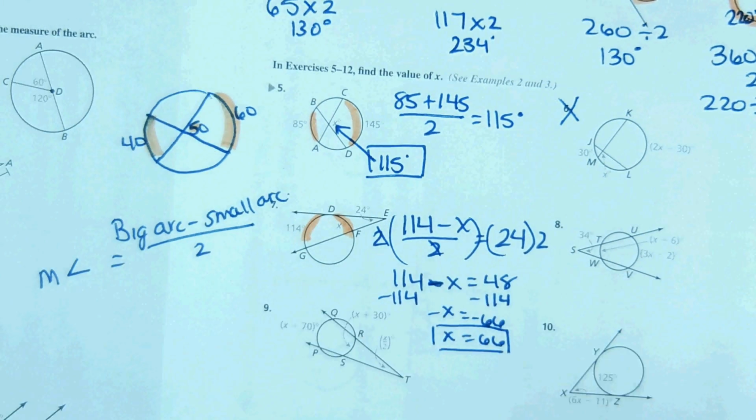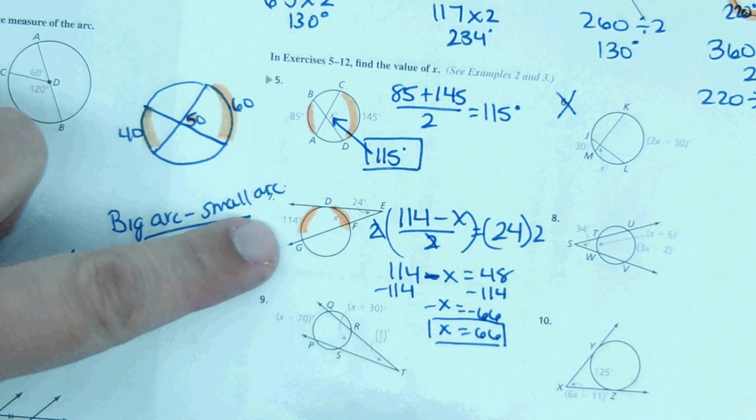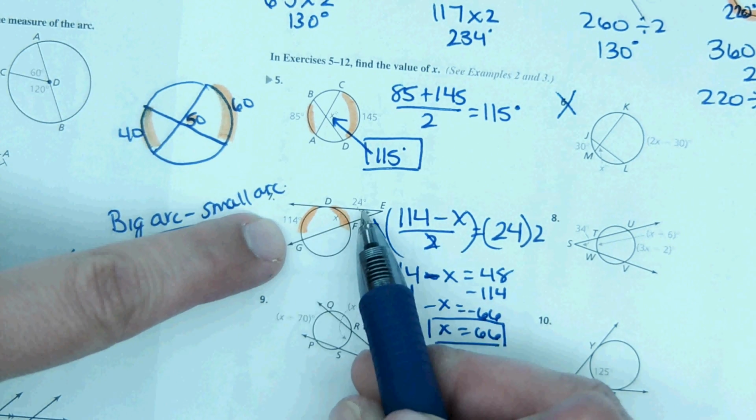Yeah, x equals 66. You could always plug it back in and check it. So 114 minus 66 divided by 2 should equal 24.